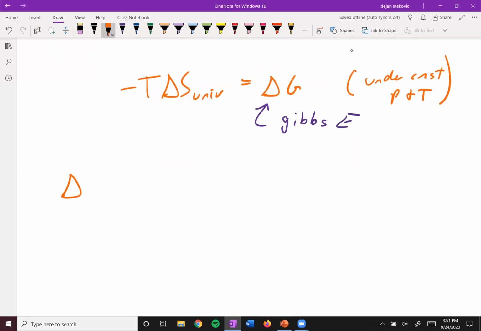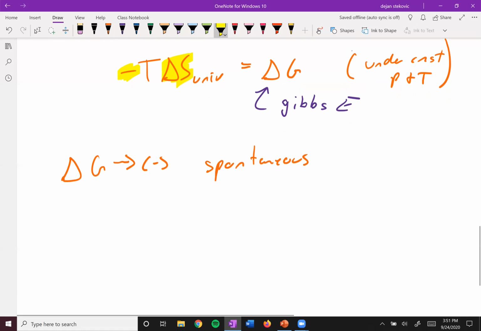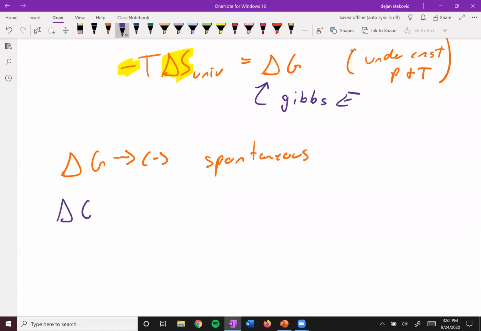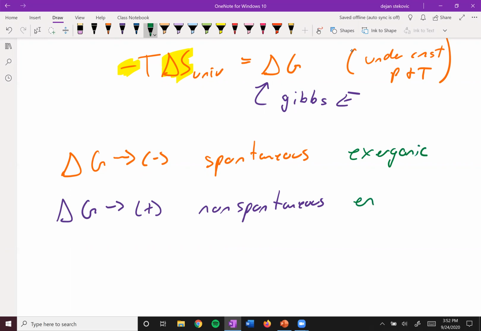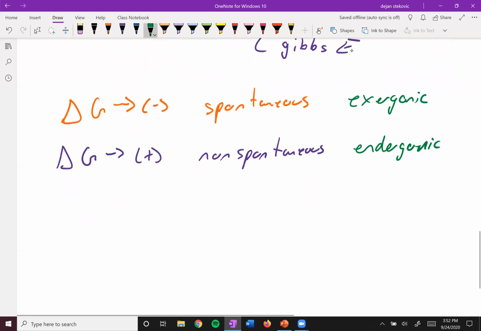So if something has a delta G that's negative, then it's spontaneous, right? If this part right here is positive, there's this negative number here. So in order for the entropy of the universe to increase, delta G must be negative. And then vice versa, if delta G is positive, we say that that's a non-spontaneous process. And then there's some extra verbiage. A spontaneous process or negative delta G is called exergonic, while the reverse is called endergonic, similar to exo and endothermic, right?